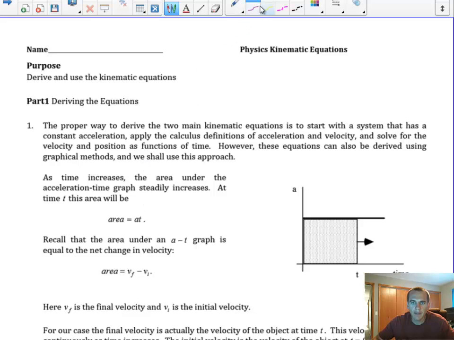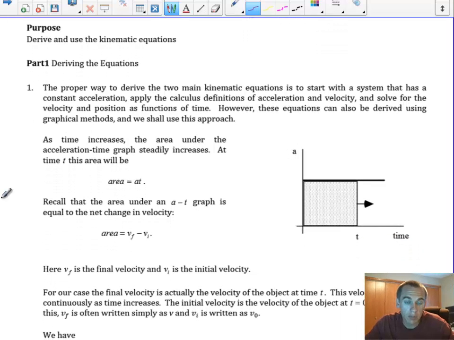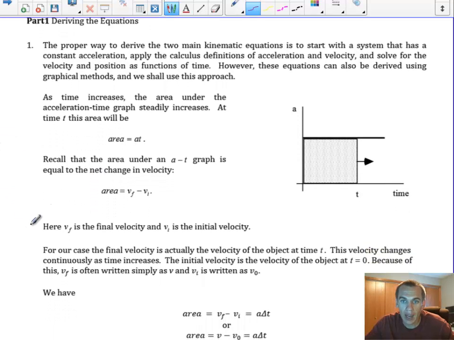Now that you guys have taken a look at how to read and interpret position time, velocity time, and acceleration time graphs, we're actually going to come up with the equations that describe those graphs. To do this, we're going to look at a few graphs and use the relationships we know about areas and slopes to come up with our three main kinematic equations.